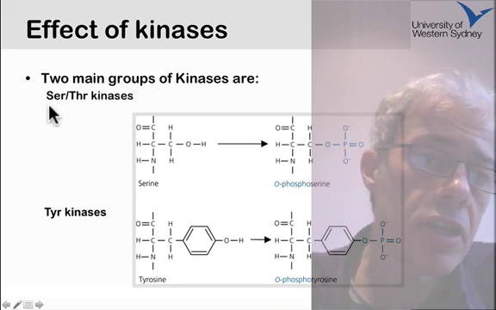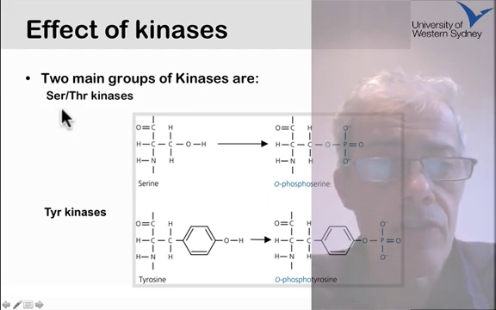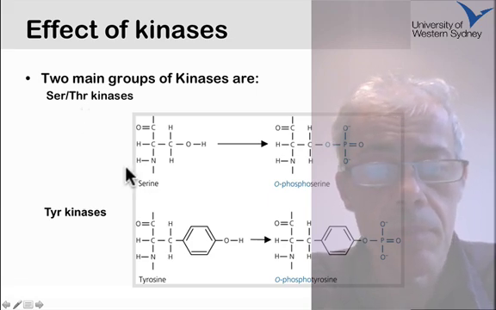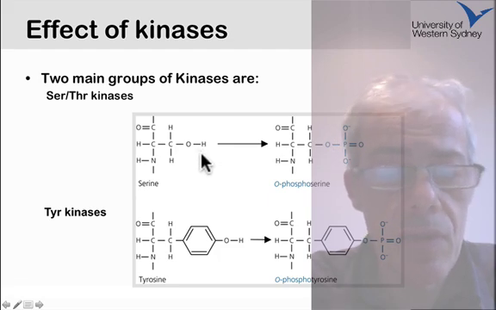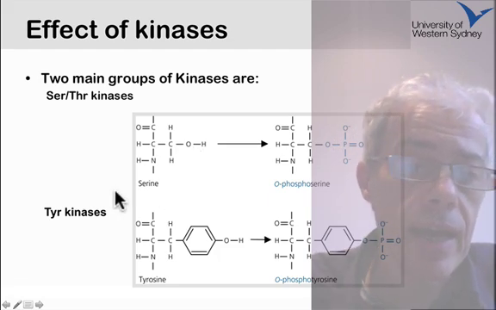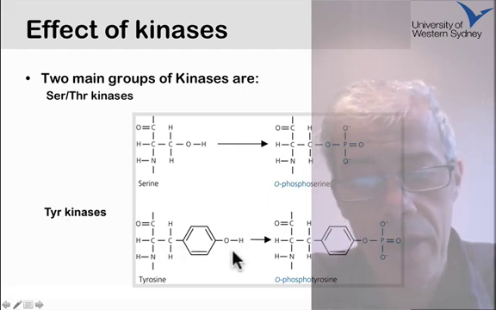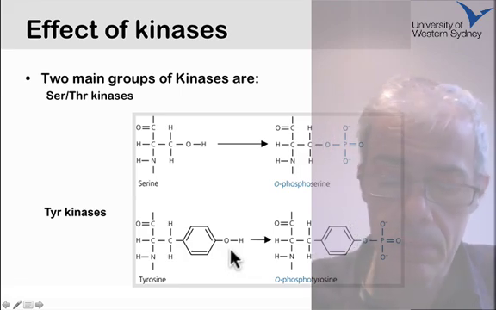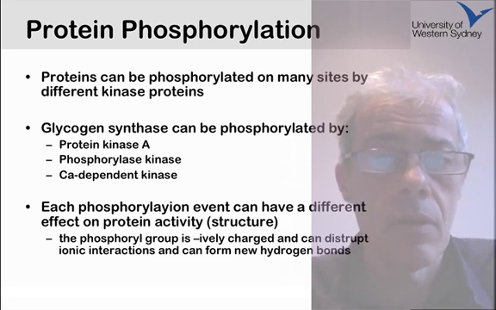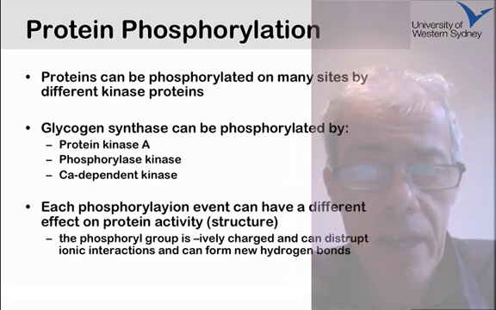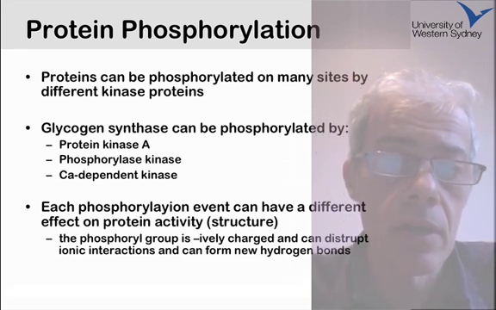There are serine threonine kinases and there are tyrosine kinases. Now, the serine threonine kinases are able to add a phosphate group to the alcohol group on serine residues, and similarly the tyrosine kinases can add phosphate groups onto the OH group on the aromatic ring of the tyrosine residue. So proteins can be phosphorylated on many sites because serine, threonine and tyrosine residues are clearly very common in proteins.